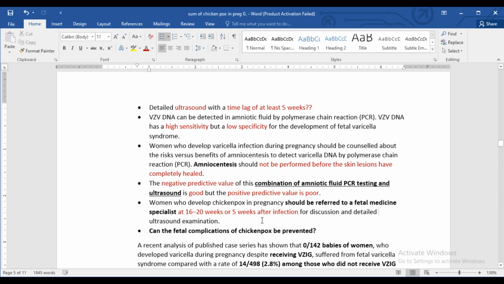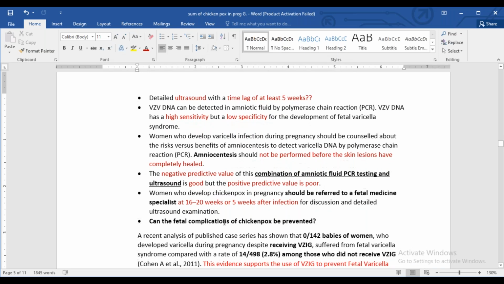Also, you have to arrange referral to the fetal medicine specialist at 16 to 20 weeks, or as we said, 5 weeks after the infection, for discussion and detailed ultrasound examination. So by any means, ultrasound examination to detect fetal varicella is at least 5 weeks after the maternal infection.